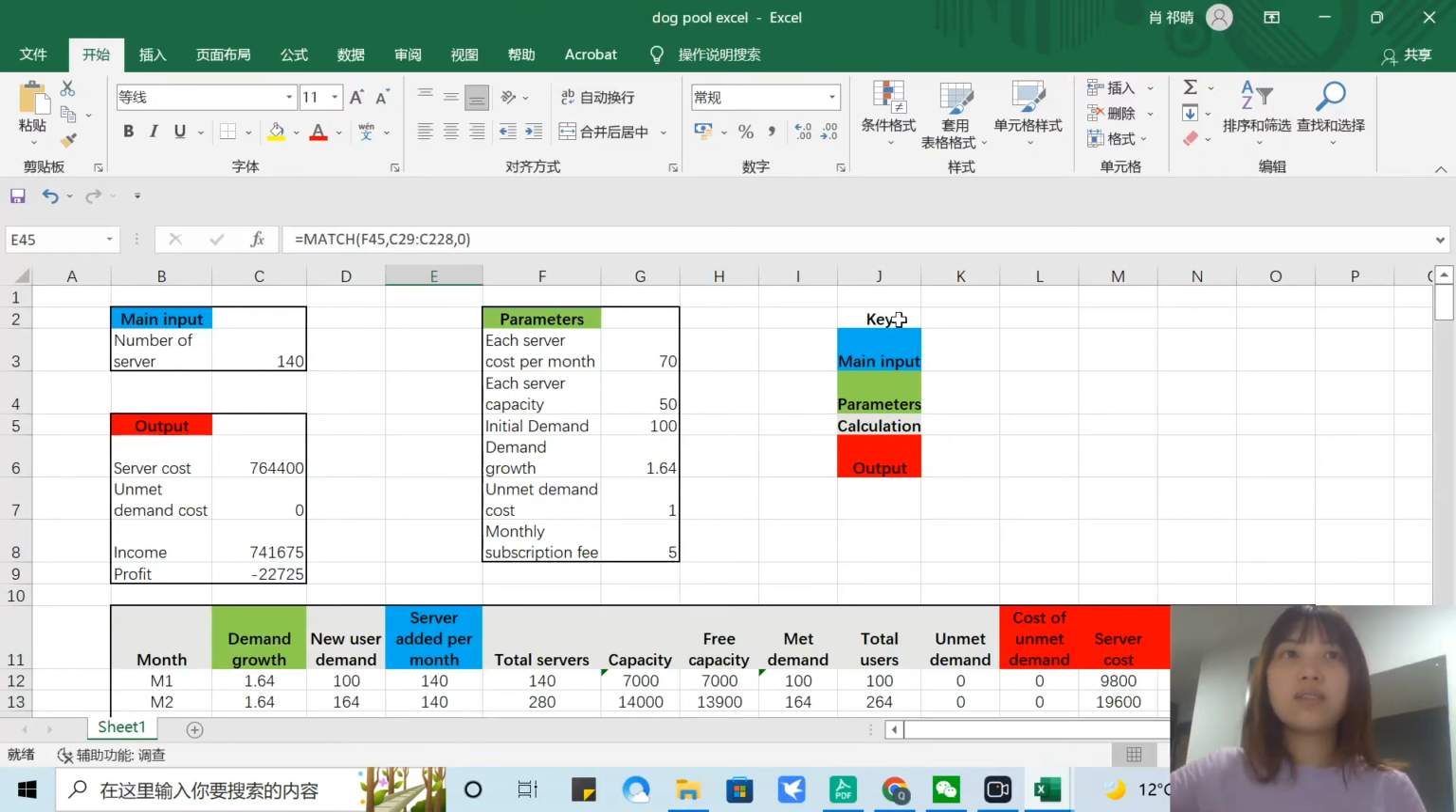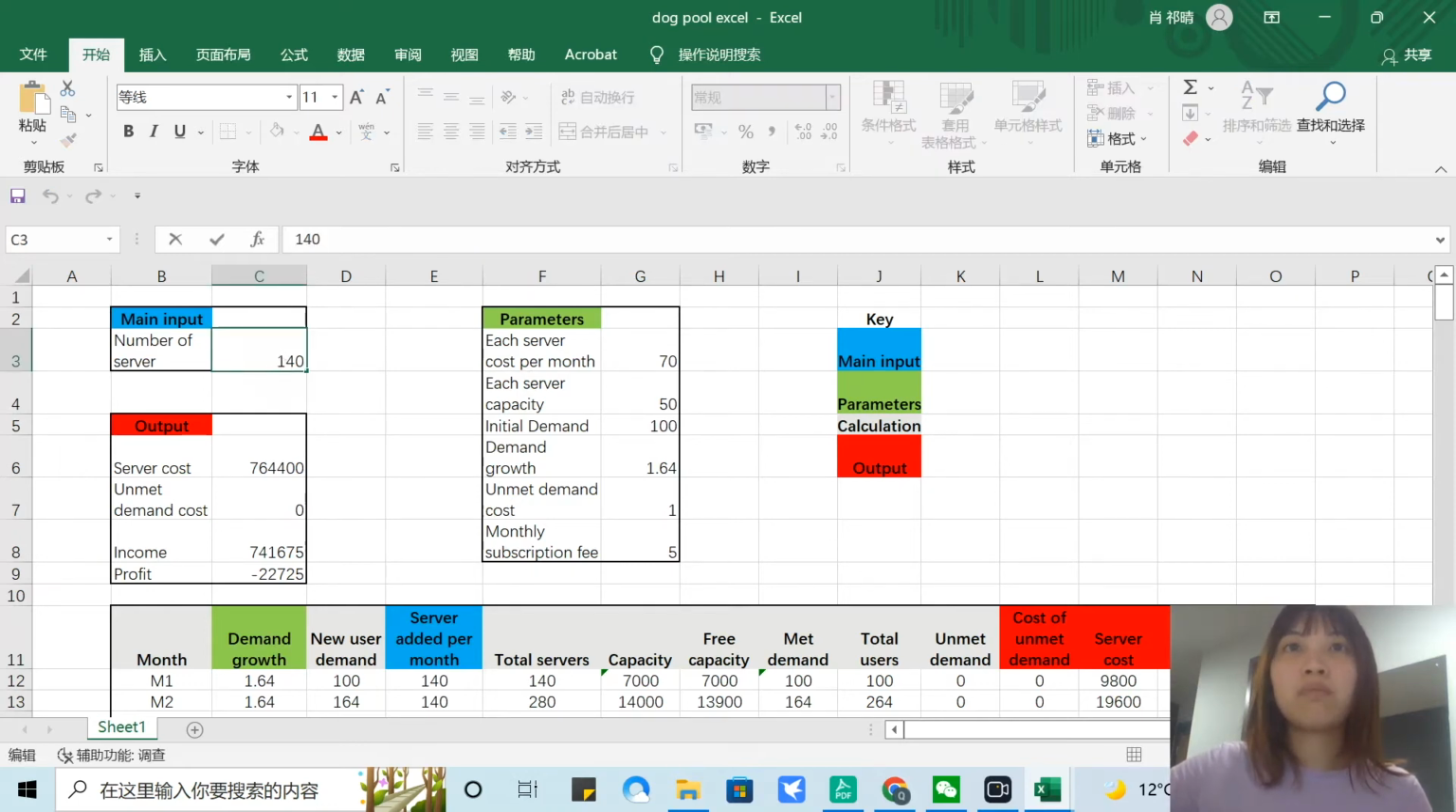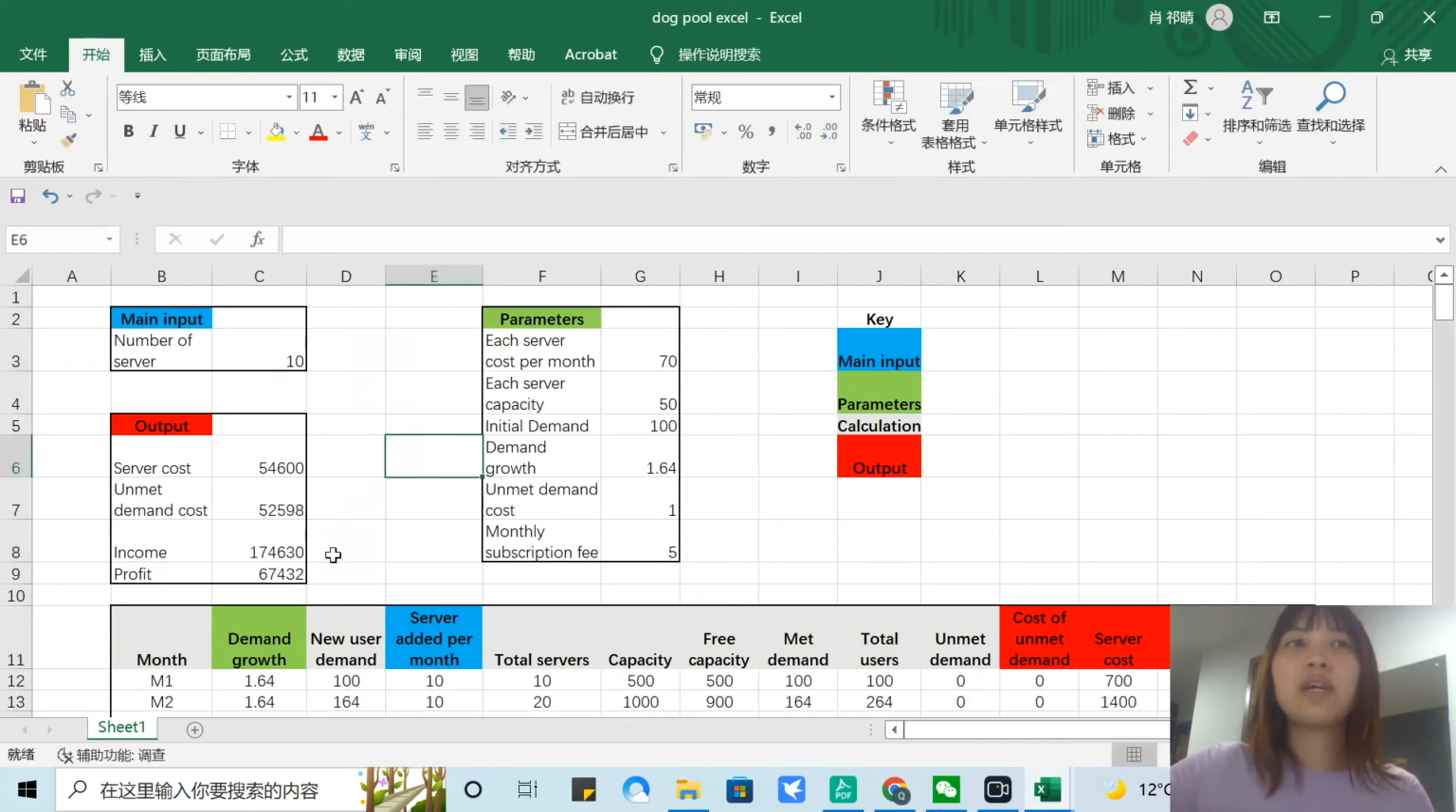In the Excel analysis, we have 4 keys: main input, parameters, calculation, and output. So you can test different numbers of servers by typing different numbers in the place of the main input. For example, if we change the number of servers from 140 to 10, the output will change accordingly. We can clearly see server cost, unmet demand cost, income, and profit.